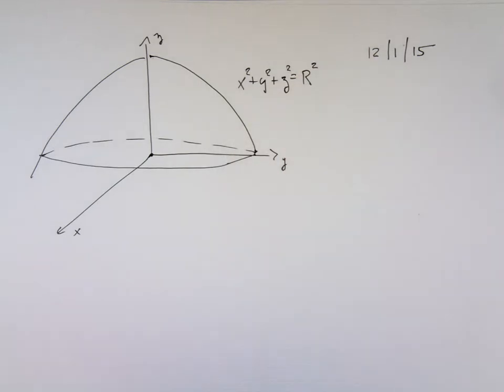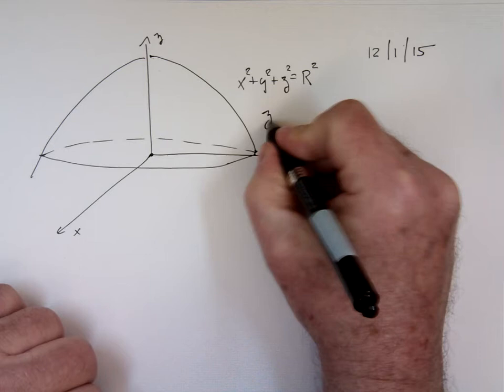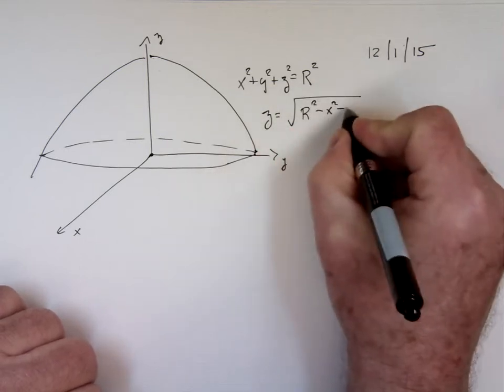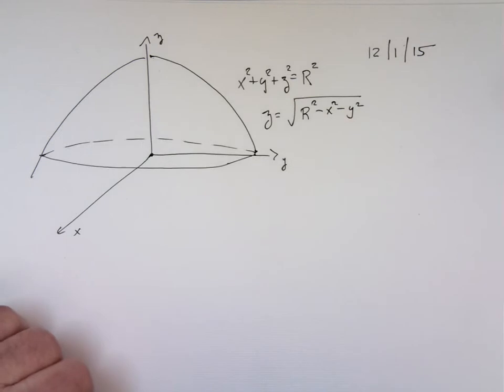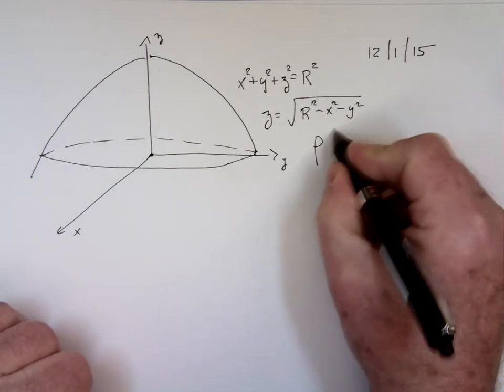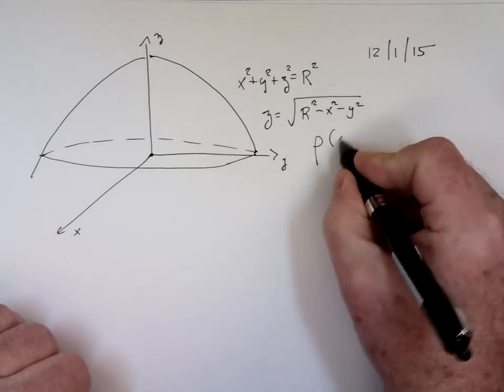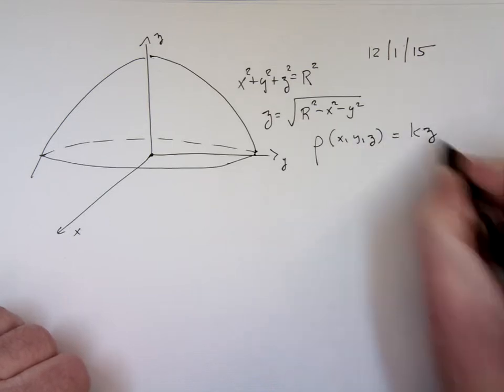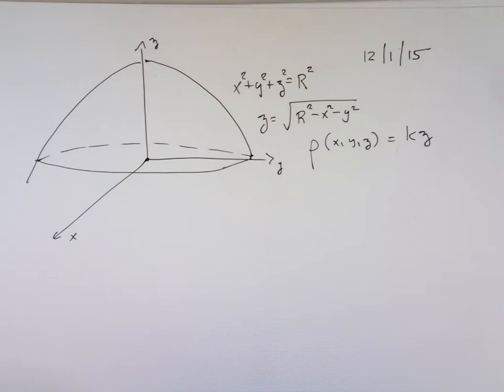All right, we have a hemisphere. Z is the square root of big R squared minus X squared minus Y squared. We have a density function proportional to Z. And what we want to do is find the center of mass of this solid, this object of varying density.